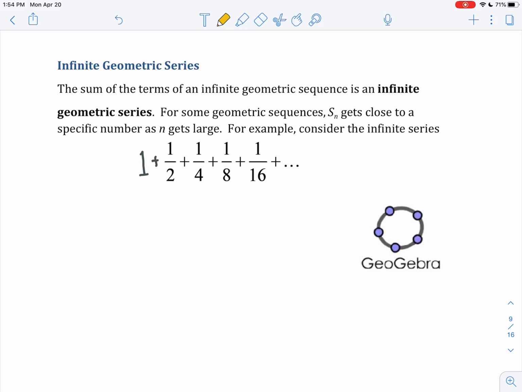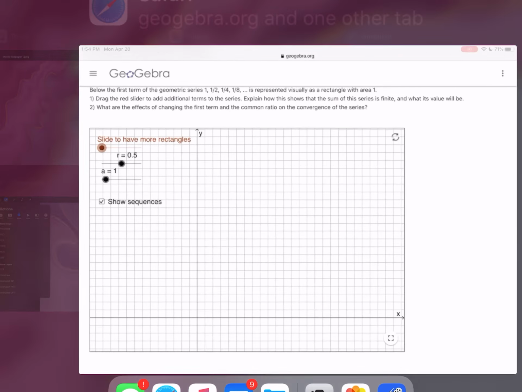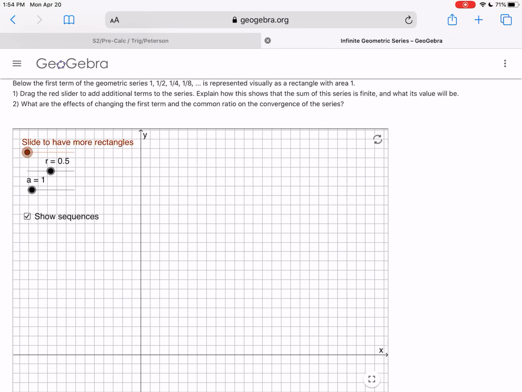So let me show you kind of a graphical picture of this particular series. So I have 1 plus 1/2 plus 1/4 plus 1/8 plus 1/16. So my a1 is 1 and my r is 0.5. Okay, so there's a1. There's my second term. Third term is 0.25, sorry. Fourth term.